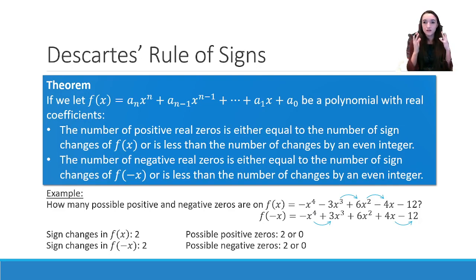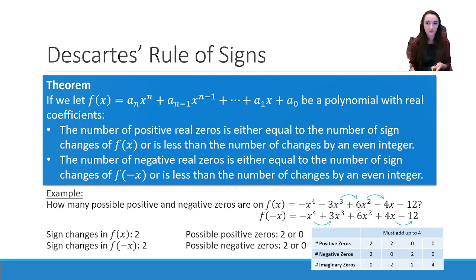Similarly, the number of possible negative zeros is 2 or 0, because I got 2 changes, and then I count down by 2. So I go 2, and then 0, and then negative 2 would be next, but you can't have a negative number of zeros. That wouldn't make sense. So altogether, we get the following table of options, because we know that the number of zeros, by the linear factorization theorem, has to add up to 4. We have to have 4 total zeros.